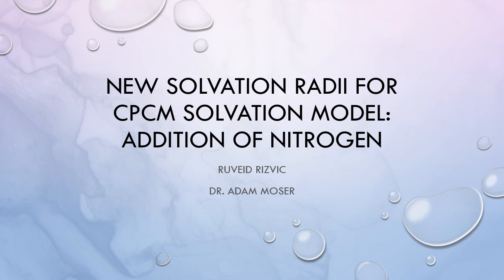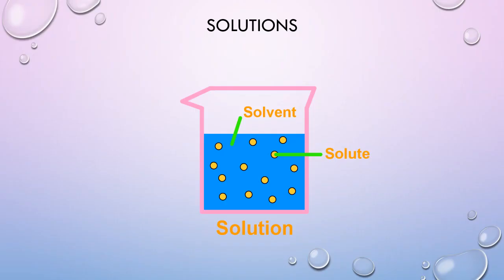This research is about finding new solvation radii for the CPCM model with nitrogen-containing molecules, which we'll discuss later on. What this means: solutions are mixtures of both a solute, a molecule that dissolves or breaks apart into individual atoms, and a solvent, the molecules that dissolve the solute. Solutions are important in our world because we would not be able to live without them. Many chemical and biological events in our body and cells happen in water, which is a solvent for many reactions.